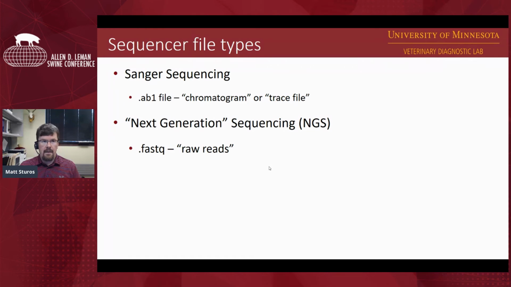Coming off of the sequencers, there are different types of files that you may run across. For Sanger sequencing, you typically will get an AB1 file, and this is called a chromatogram or a trace file. I'll show you examples of these in a little bit. The next generation sequencing, or NGS, files are more complicated. They will have quality associated with them. They'll have lanes associated with them. So there's more information, and those typically will come off as FASTQ files. Because they're very large, they may be zipped, and so you may see a GZ at the end of your FASTQ.